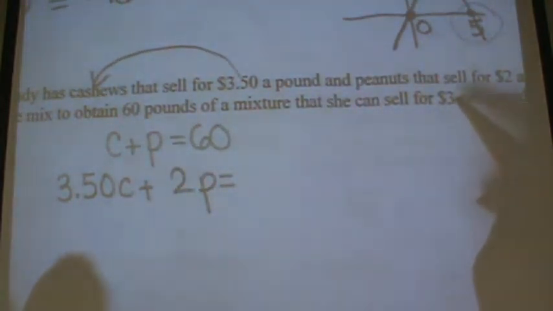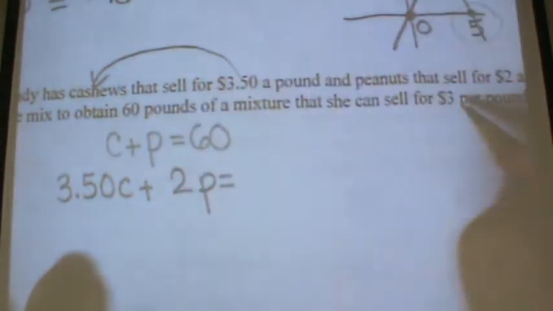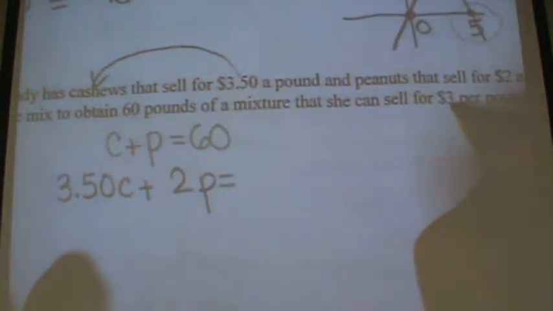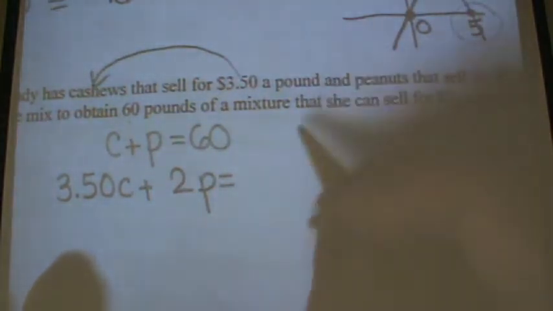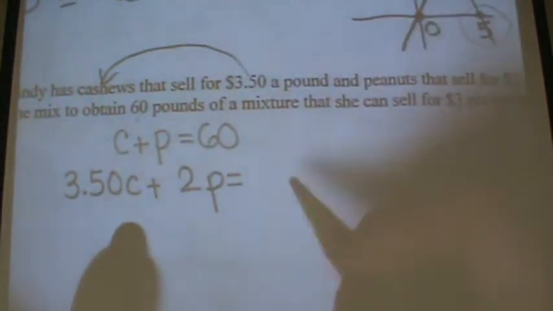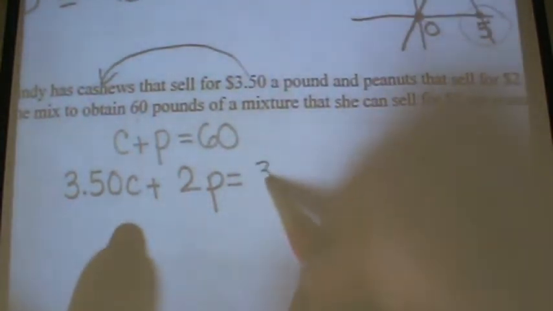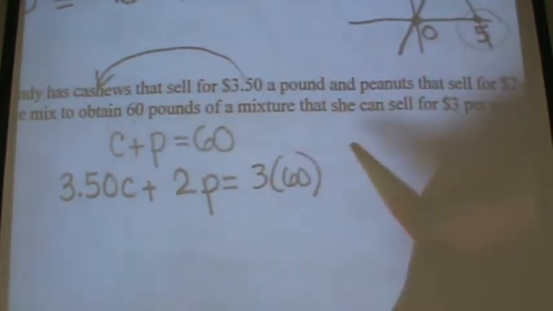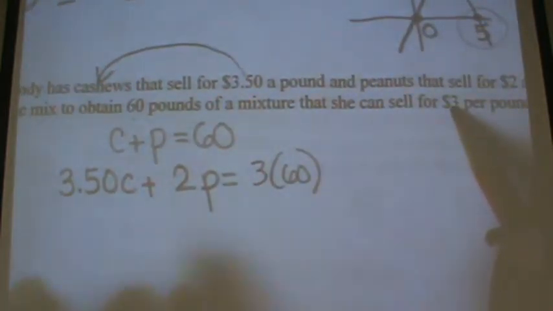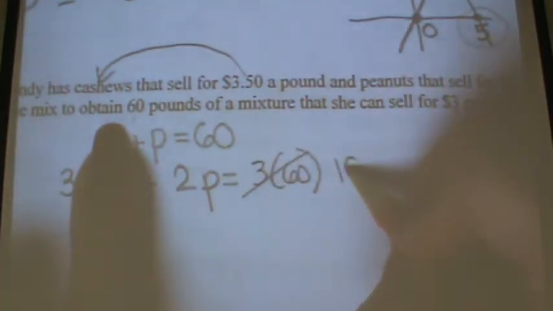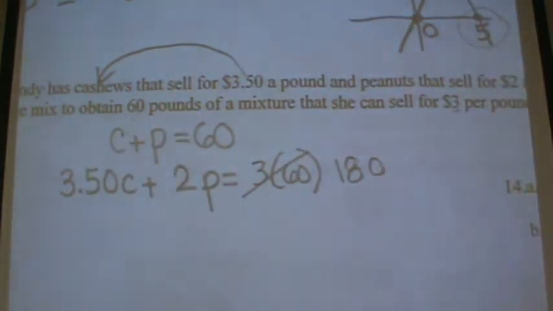And what do we want this new mixture? We got 60 pounds of it. If we're going to charge $3 a pound, how much money do we have mixed in these nuts? It's 3 times 60, which is 180. So if you don't want to do 3 times 60, you could write 180 here.